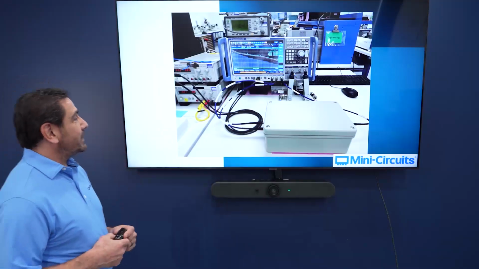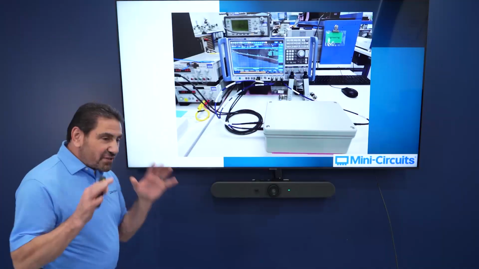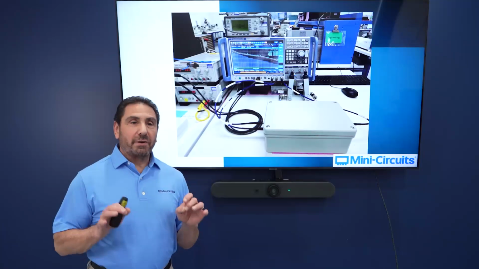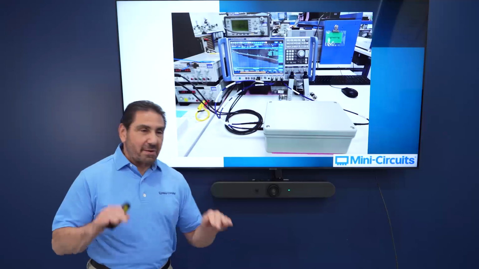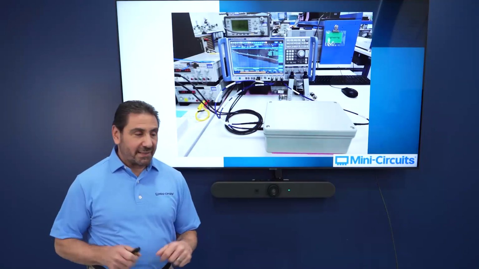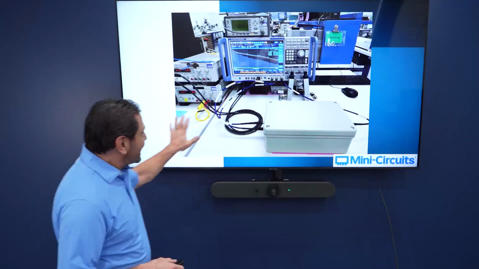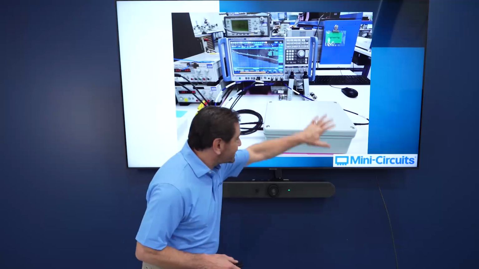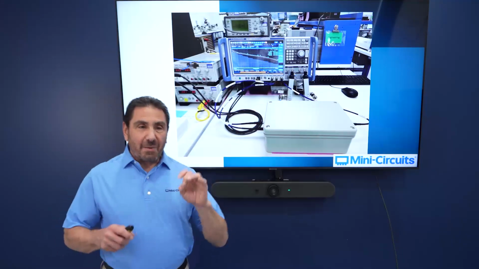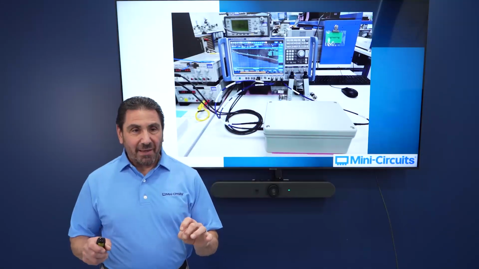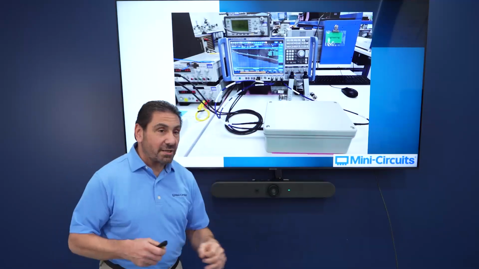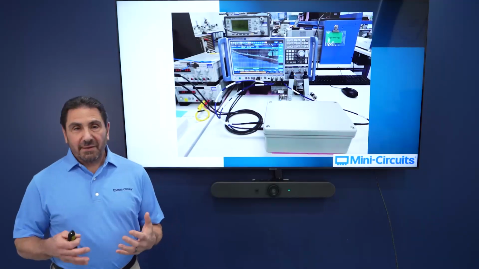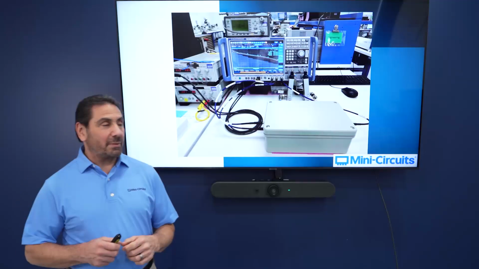This is our test set. It's physically located in our class 100,000 clean room, so the temperature and humidity are very well controlled. We don't have to worry about that. What's not obvious is that this entire test set is mounted on a vibration isolated table, because any type of vibration that comes into either the test equipment or the DUT will corrupt the phase noise measurement. So be very careful about that.